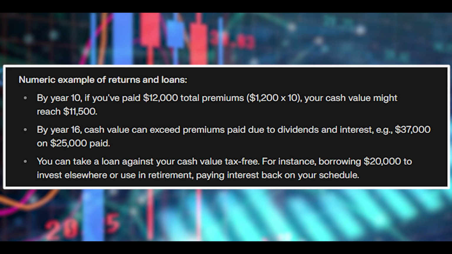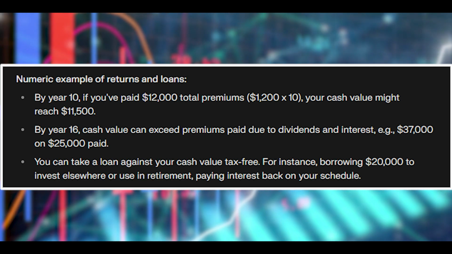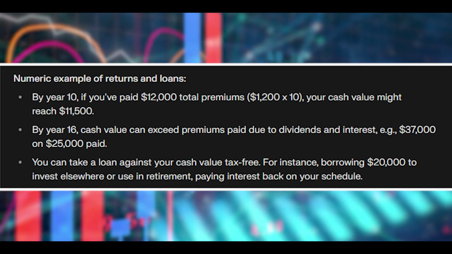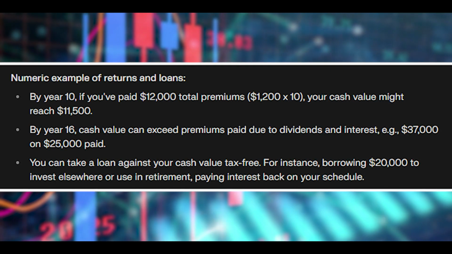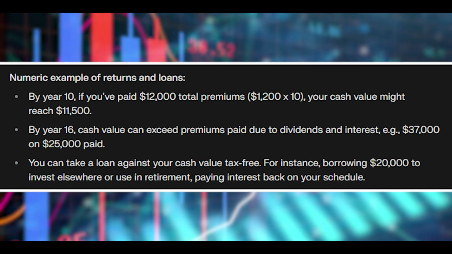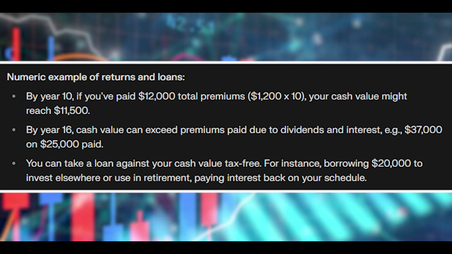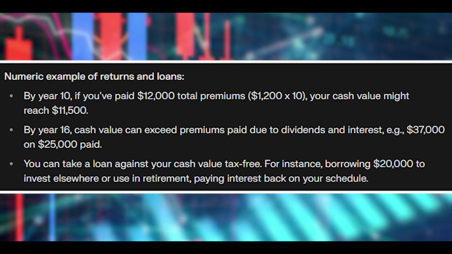Now, when it comes to the returns and loans, let's look at a numeric example, right? By year 10, you've paid $12,000 in total premiums, that's basically 1,200 times 10. Your cash value may reach $11,500. By year 16, cash value can exceed premiums paid due to dividends and interest, whether that's $37,000 on basically $25,000 paid. You can take a loan against your cash value tax-free. For instance, borrowing $20,000 to invest elsewhere or use in retirement, paying interest back on your schedule.